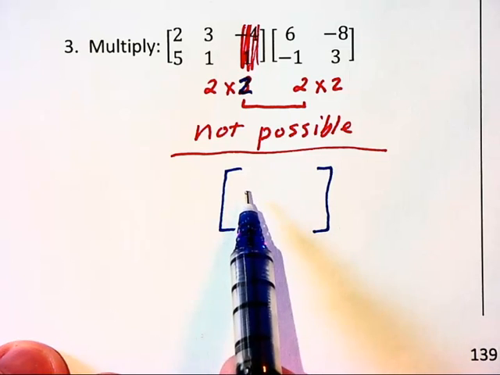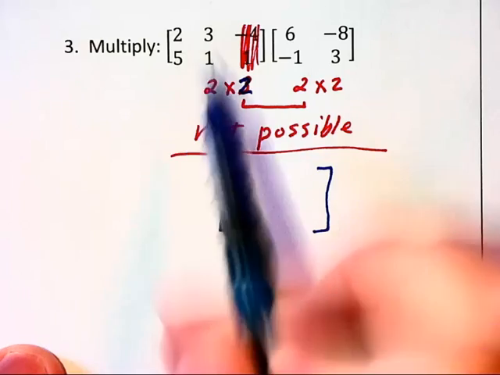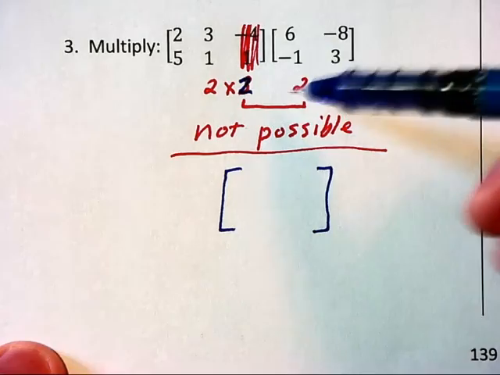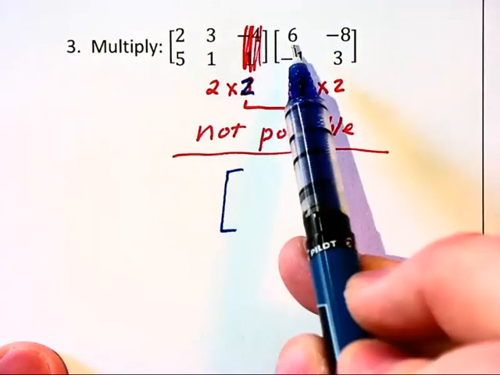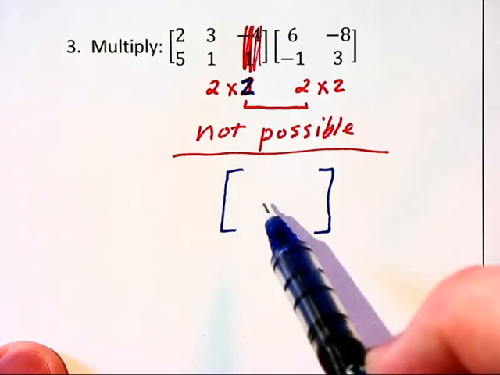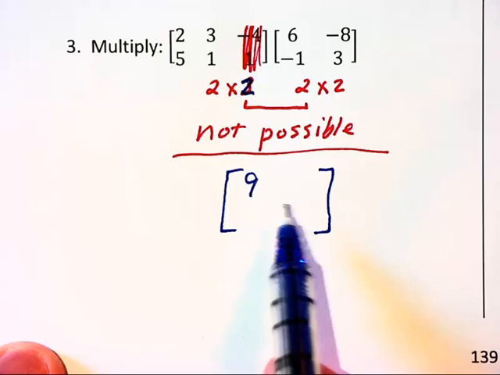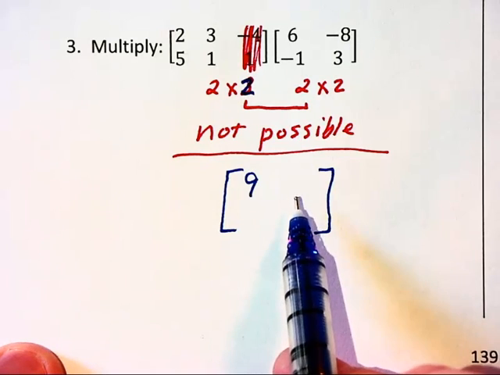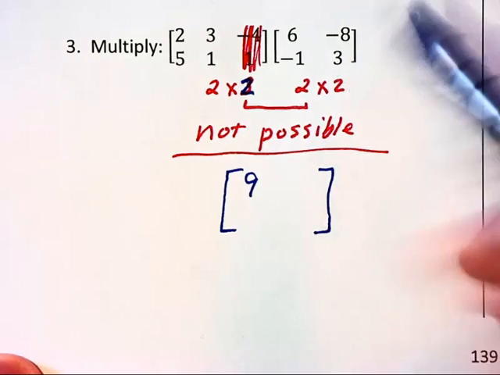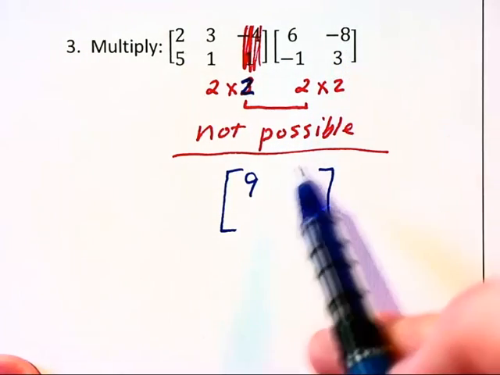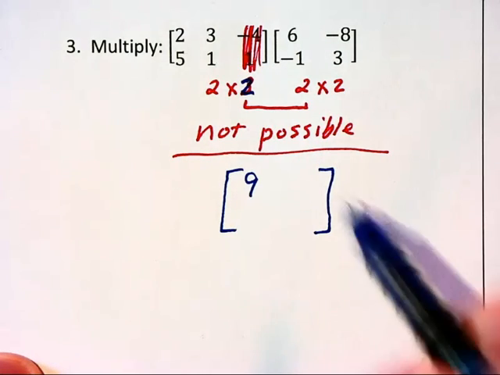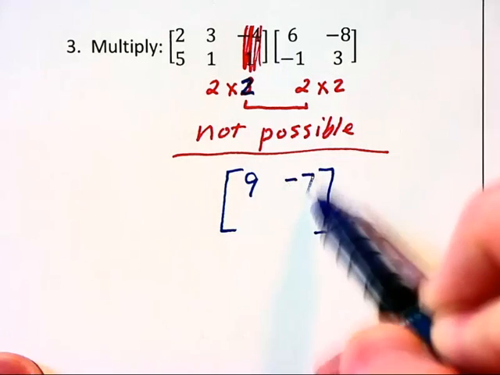The first one is row 1, column 1. So we will take row 1, the 2 and the 3, and cross it with the 6, negative 1. So 2 times 6 is 12, 3 times negative 1 is negative 3, 12 minus 3 is 9. We then identify the first row, second column. So the 2, 3, we're going to multiply with the negative 8, 3. 2 times negative 8 will be negative 16. 3 times 3 is 9. So negative 16 plus 9 makes negative 7.